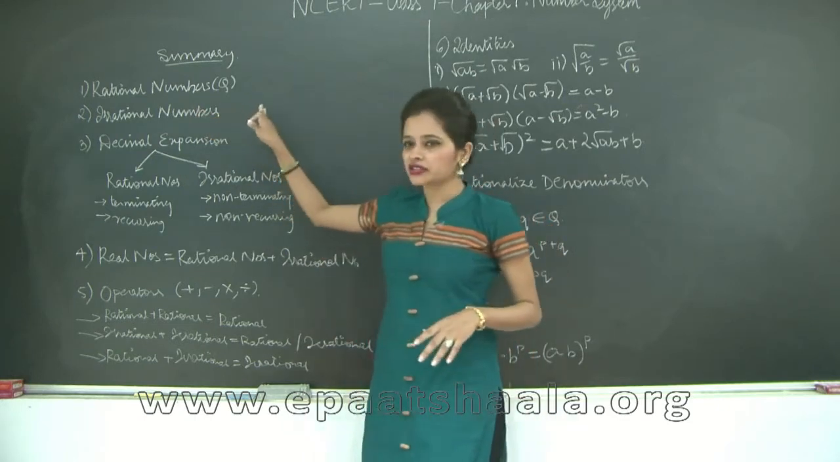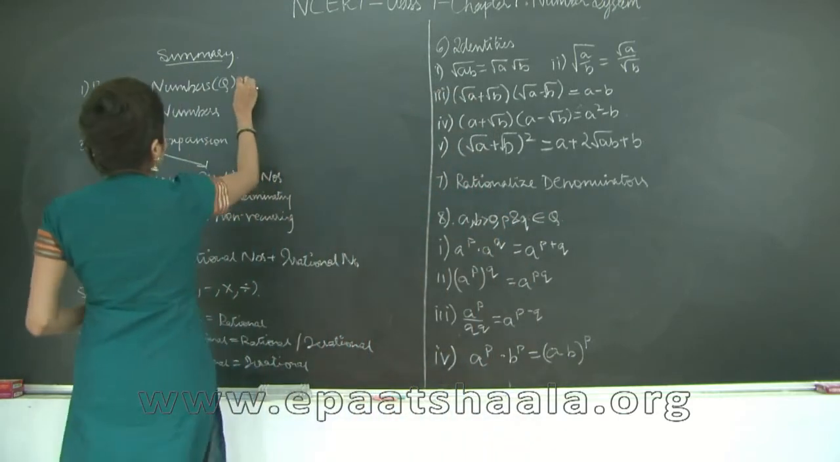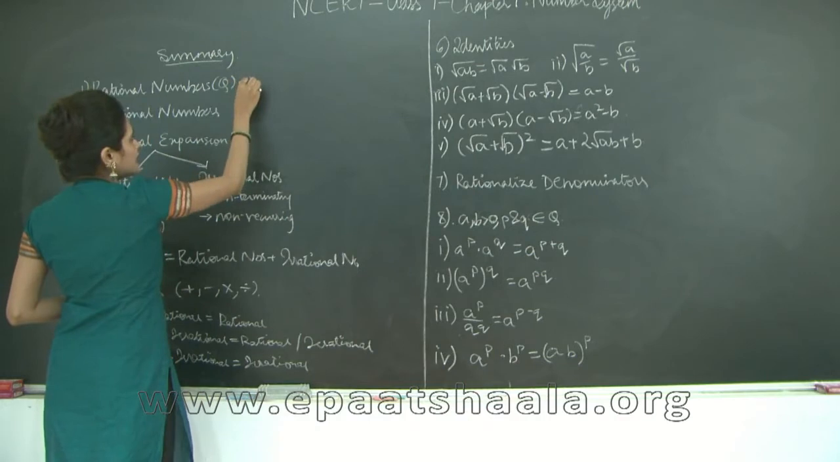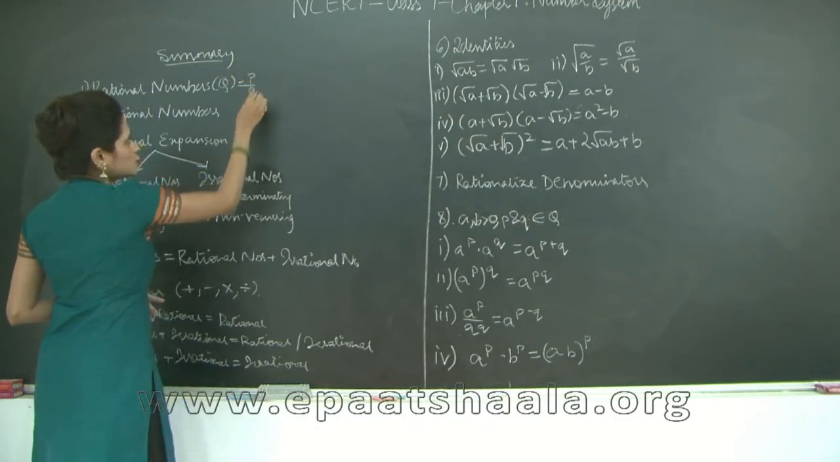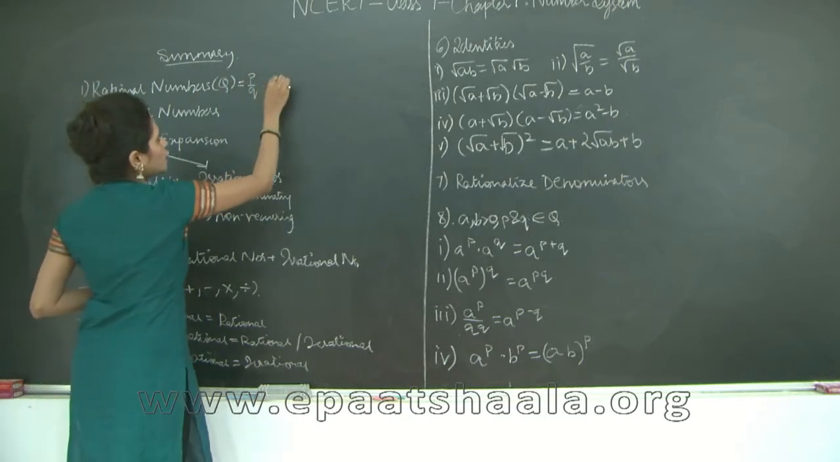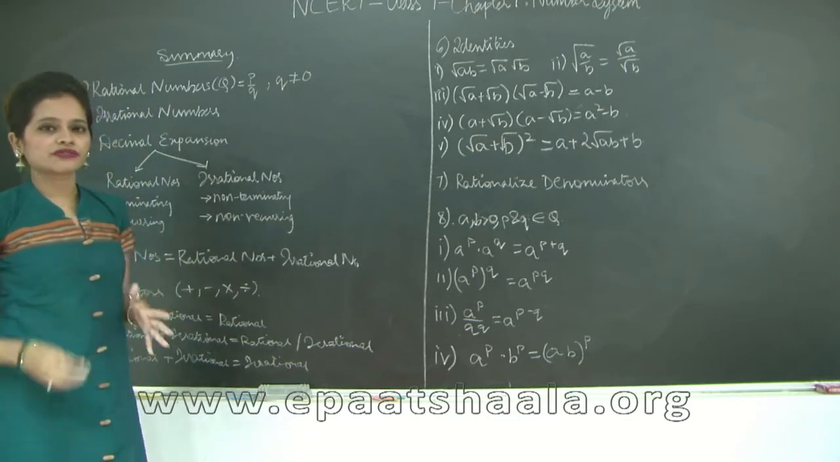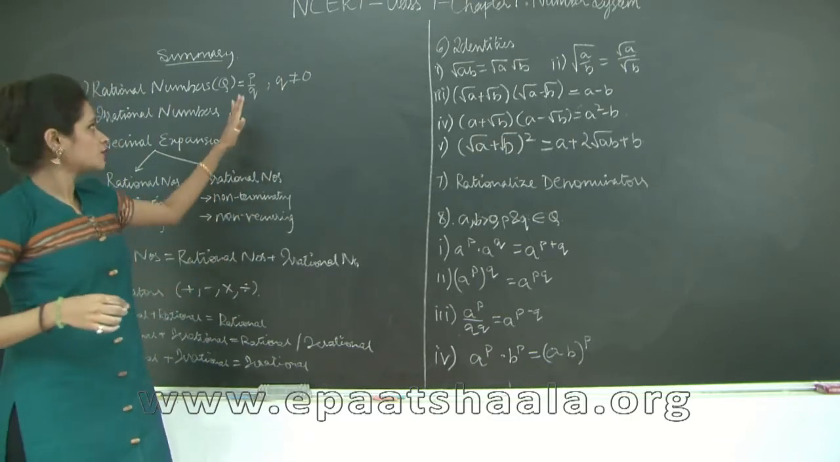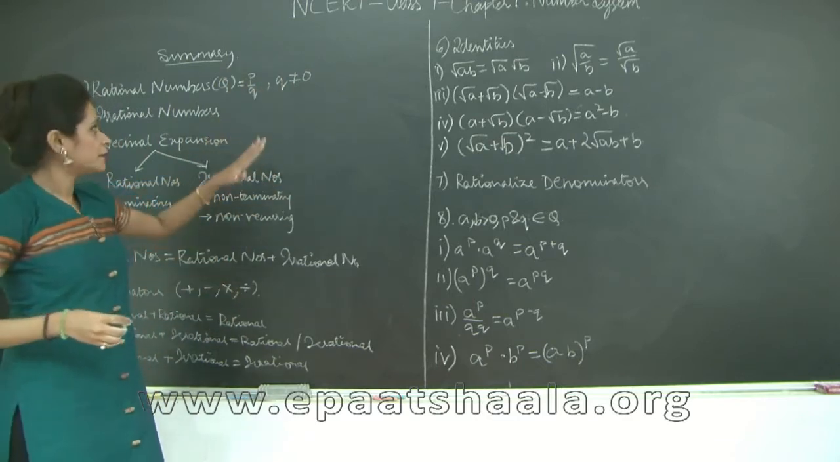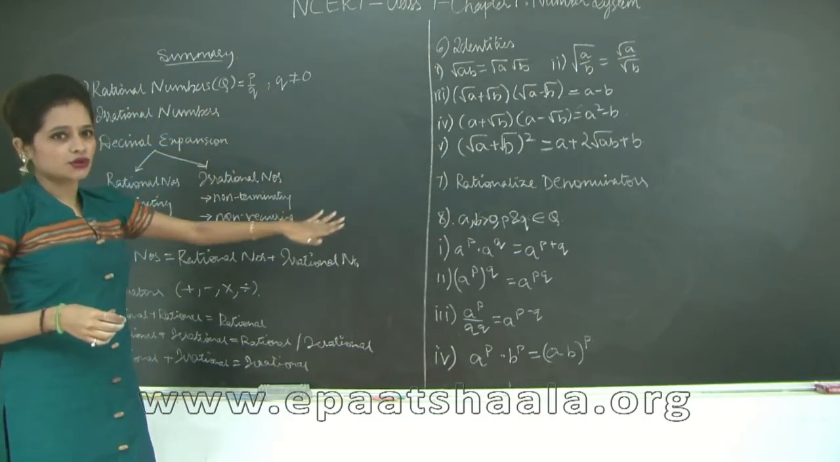So starting with rational numbers, they are represented by the alphabet Q, and rational numbers can be written as p upon q. So it is always in the form of a fraction p upon q, where q is not equal to 0. Why is q not equal to 0? Because if q is equal to 0, the answer would be infinity, which is why q is not equal to 0.